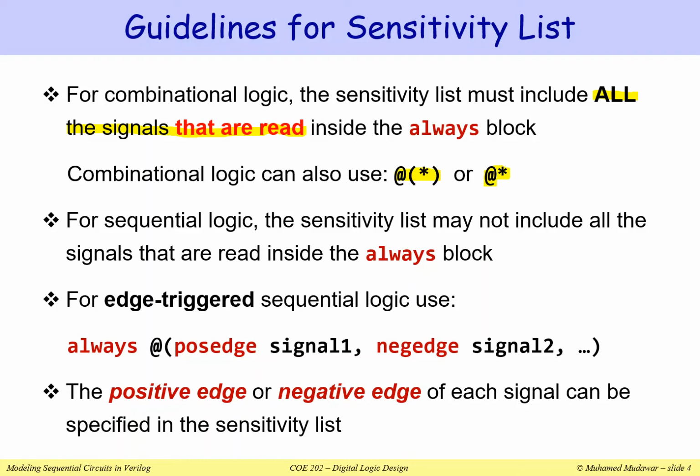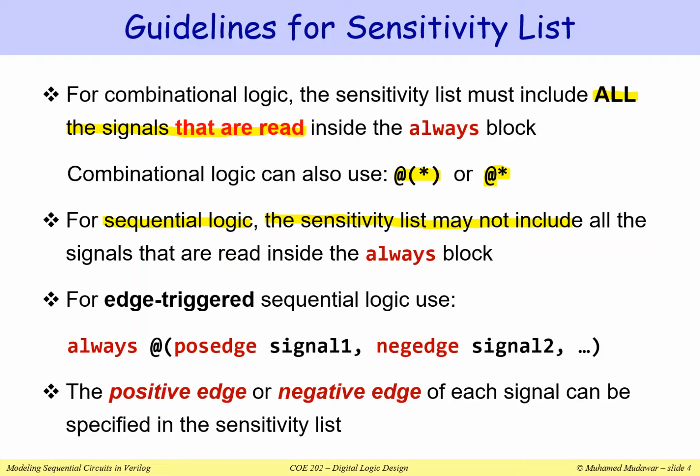In the case of sequential logic, the sensitivity list may not include all the signals that are read inside the always block. You might list some of them, but not necessarily all of them. This is a major difference between modeling sequential logic and combinational logic.